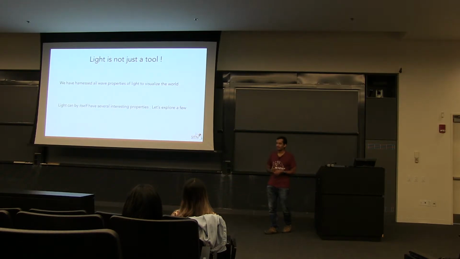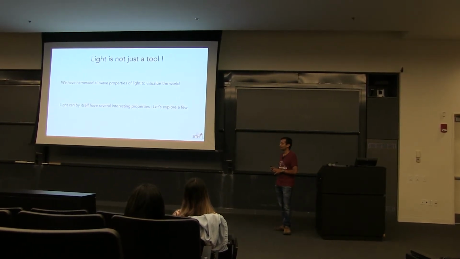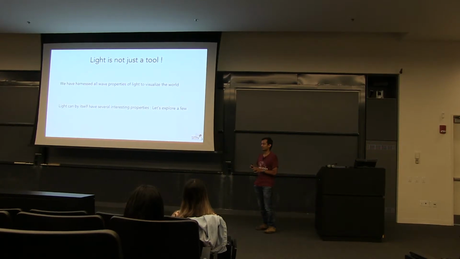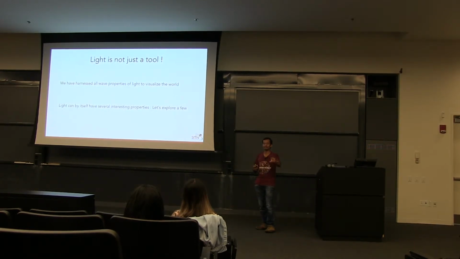So far, I've talked about how you can use all these different features of the wave nature of light to look at the world around us. And it's an amazing tool. It lets us see so many different things. But what I'm going to talk about now is that this wave nature can by itself have some interesting properties. It's not just looking at some third object, but itself can result in some interesting shapes.